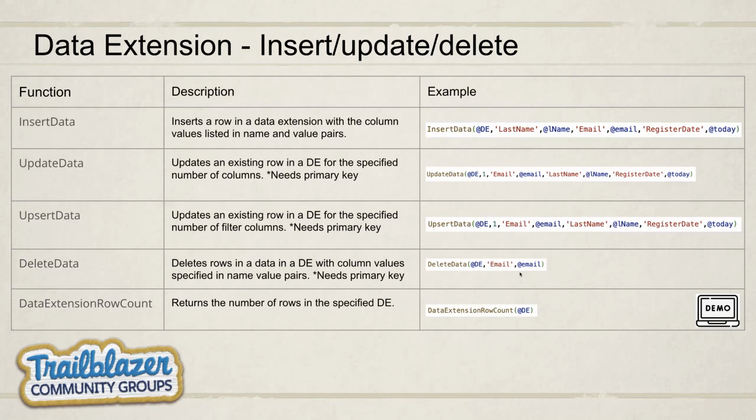And delete data, we don't need any extra information other than the primary key because all we're asking Marketing Cloud to do is to delete the data. Okay, and data extension row count, like I mentioned earlier, returns the number of rows in the specified DE, plain and simple. And we'll see some of these later in the demo.